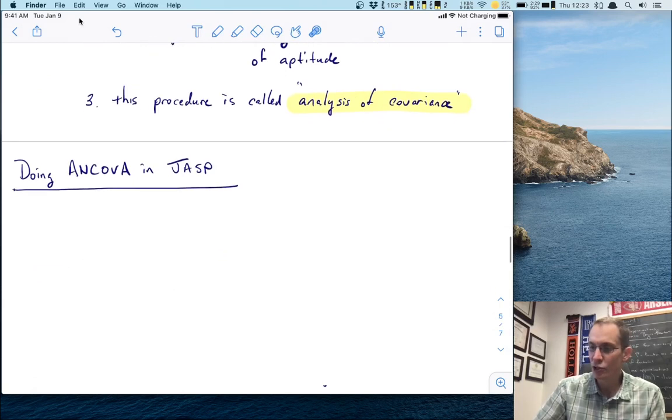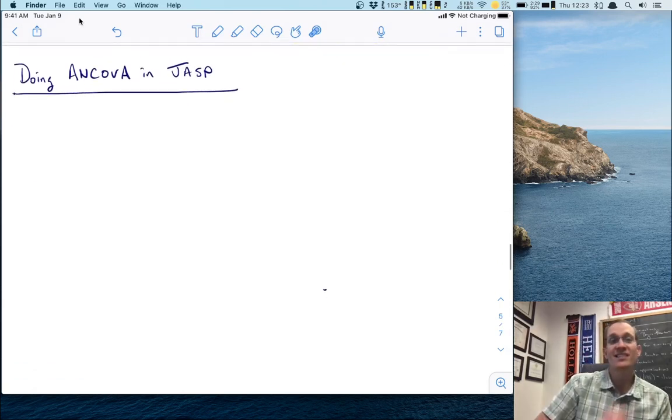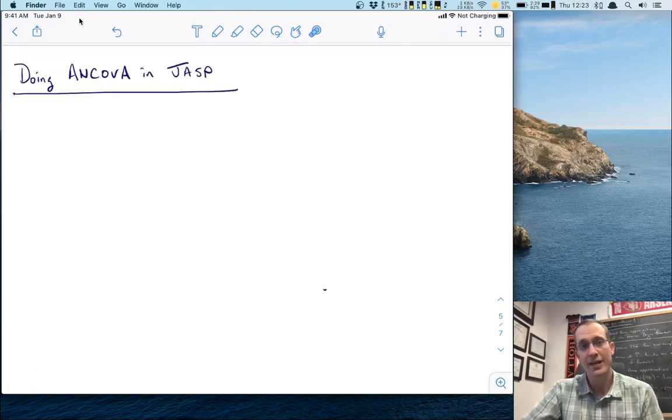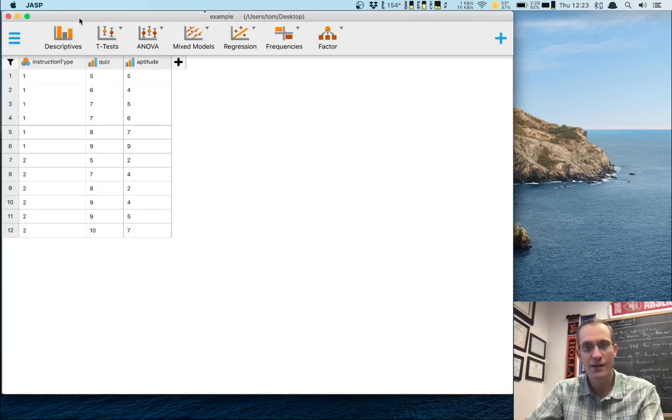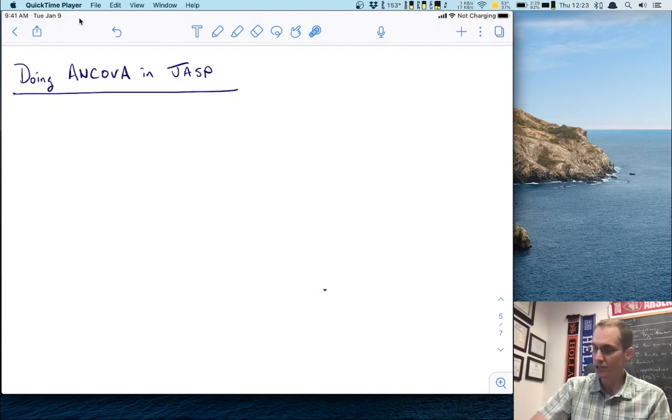So let's talk about how to do it in JASP. I'm going to give you some steps that we're going to cover first, just so that you have them in your notes, and then we'll go into JASP. I've got it ready to go, as you can see here. We'll go into JASP and actually do it.